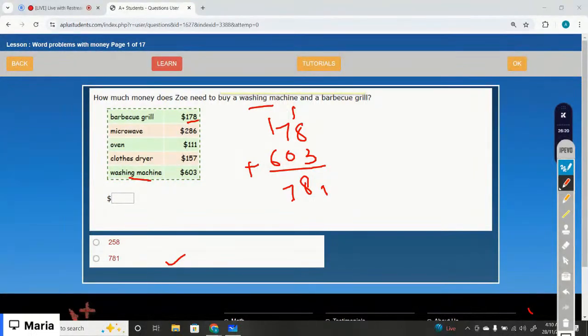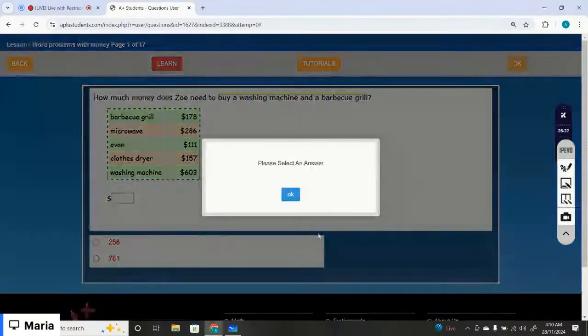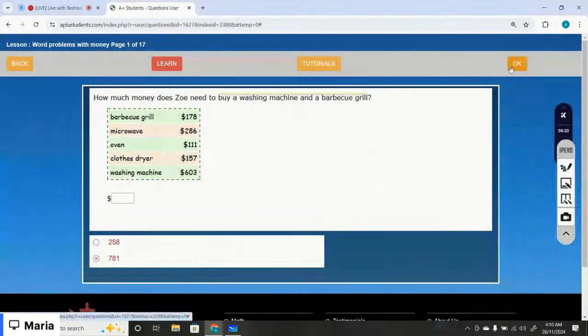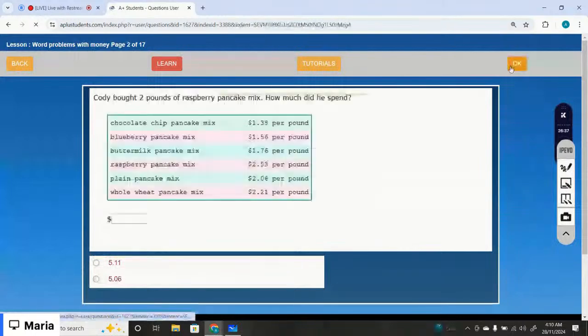The correct option is $781. Option number 2 is the correct option. Okay, the next one is: Cody bought 2 pounds of raspberry pancake mix. How much did he spend?